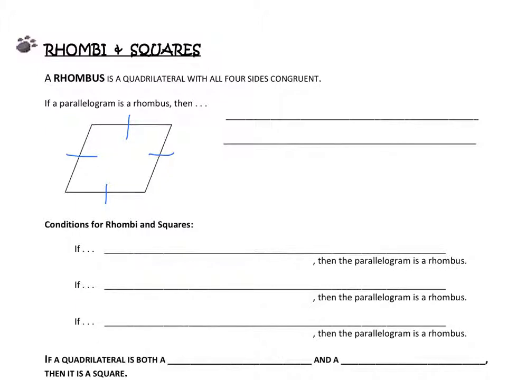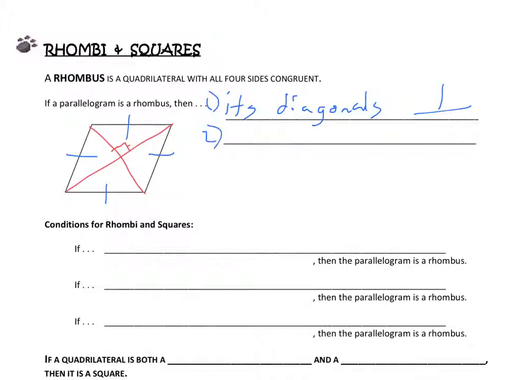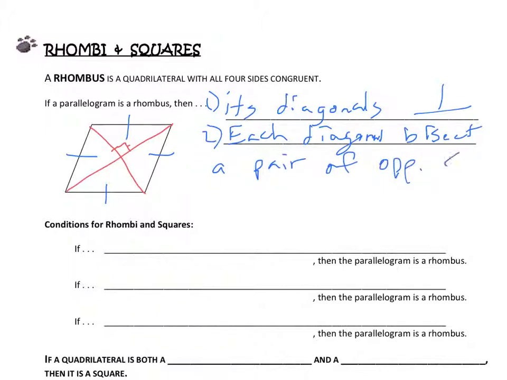If a parallelogram is a rhombus, then its diagonals are perpendicular, which means if we draw the diagonals, they will form right angles. Okay, the other thing, each diagonal bisects, which means splits in half, a pair of opposite angles.